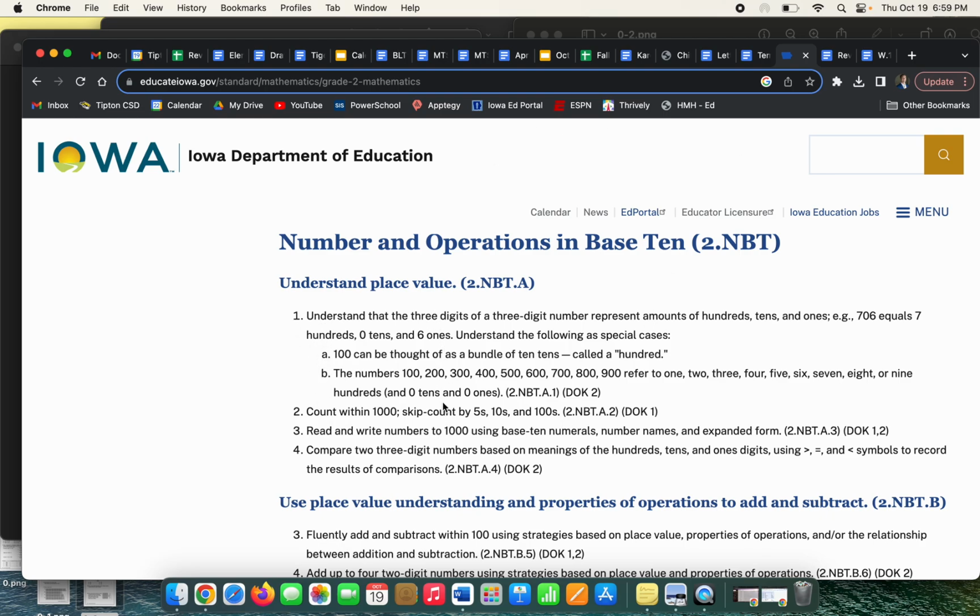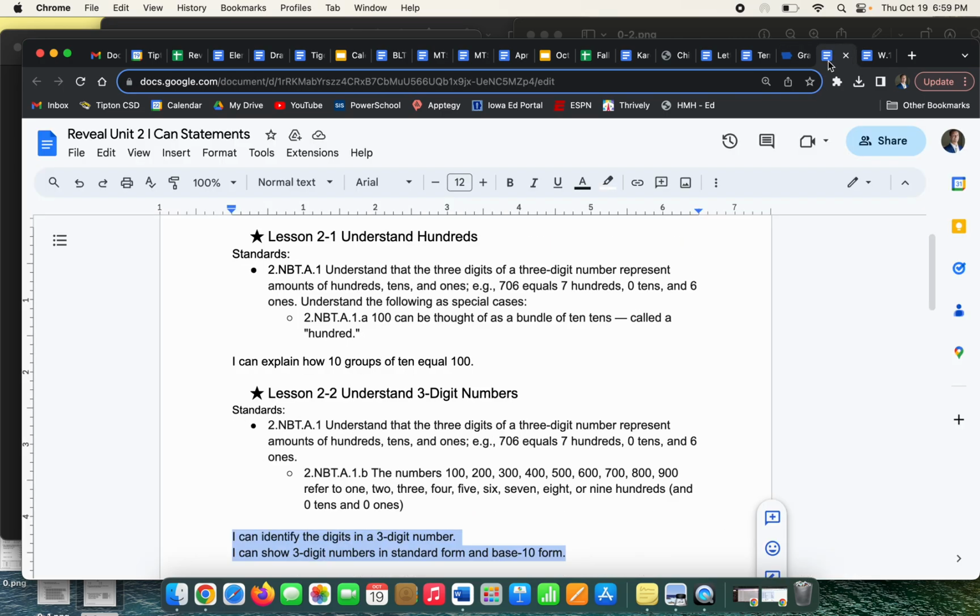The second grade team went through all four, and they can show you a really great example of how to assess that. But just for simplicity's sake, we'll talk through 1 through 2. So if I look at the first part of the standard, it talks about understanding that the 3 digits of a 3-digit number represent amounts of hundreds, tens, and ones. So they talk about examples here, give you some different things to take a look at. The second grade team just explained it as, I can explain how 10 groups of 10 equal 100.